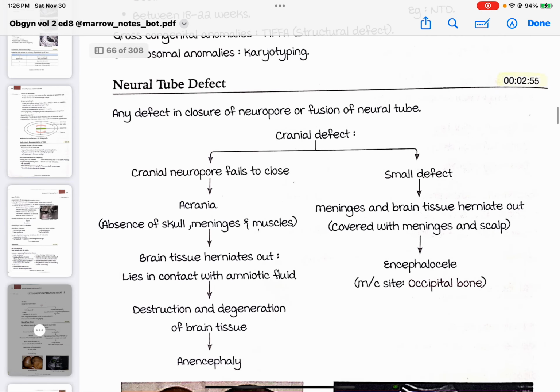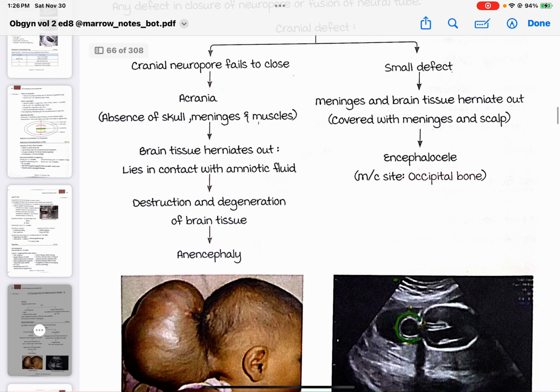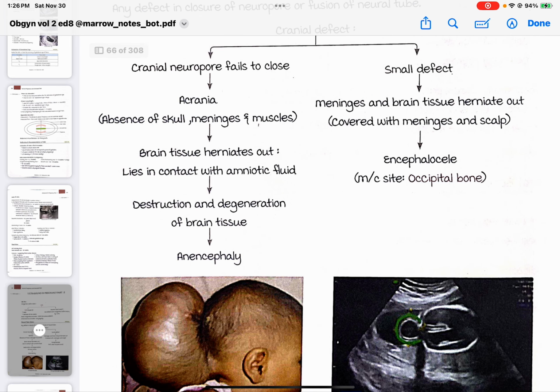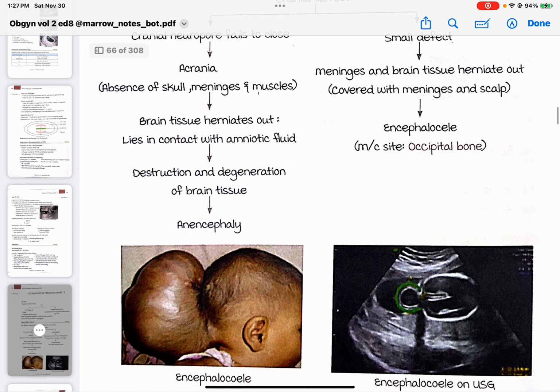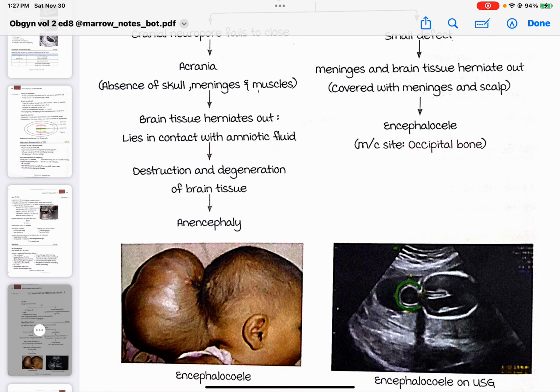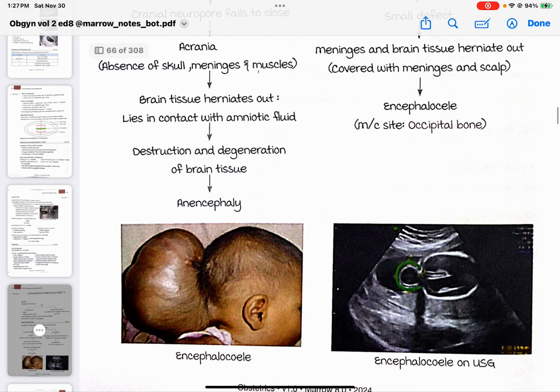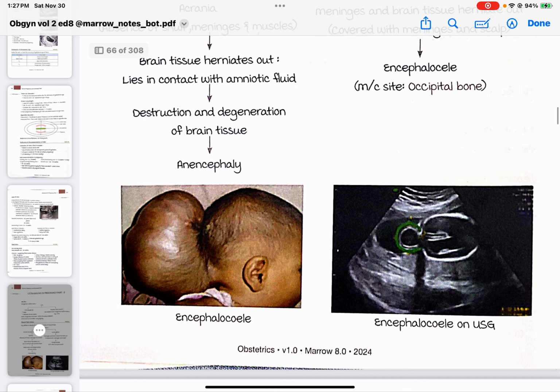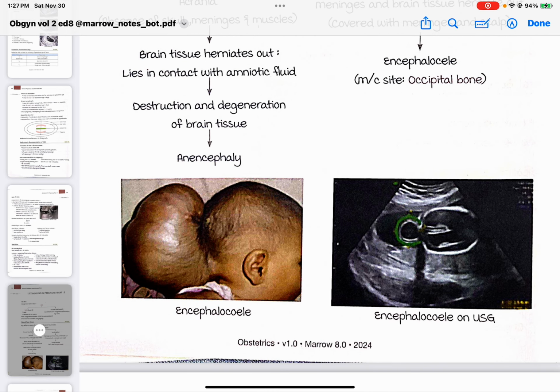Neural tube defects: any defect in closure of neuropore or fusion of neural tube. Cranial defect: cranial neuropore fails to close, acrania. Absence of skull, meninges and muscles. Brain tissue herniates out, lies in contact with amniotic fluid. Destruction and degeneration of brain tissue, anencephaly. Encephalocele.